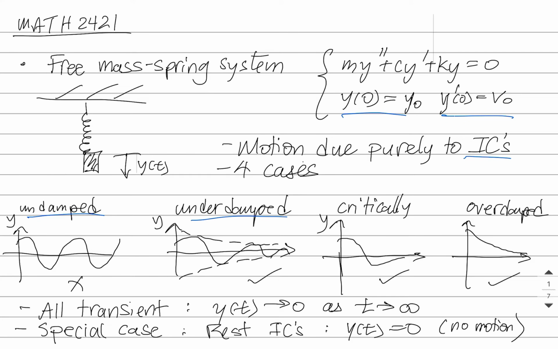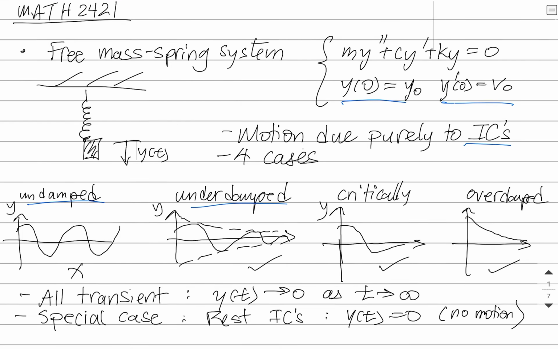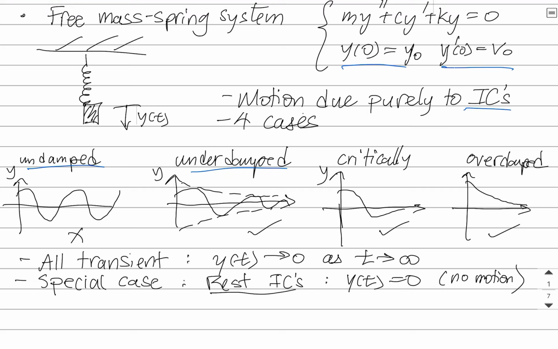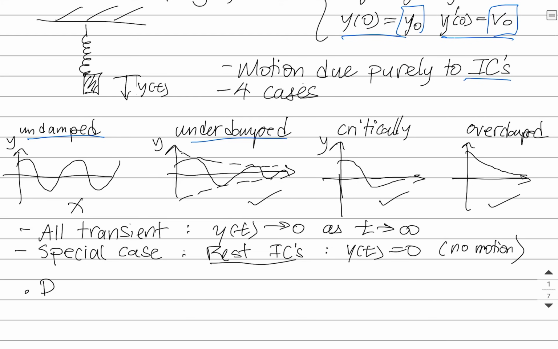Now, there is one special case just worth mentioning, and this is the case of rest initial conditions. So if this value y0 is 0 and the initial velocity v0 is 0, then by uniqueness, you should be able to see that y equals 0 solves the problem, and it has to be the only one because it is the unique solution. What we want to do today is study a driven mass spring system.